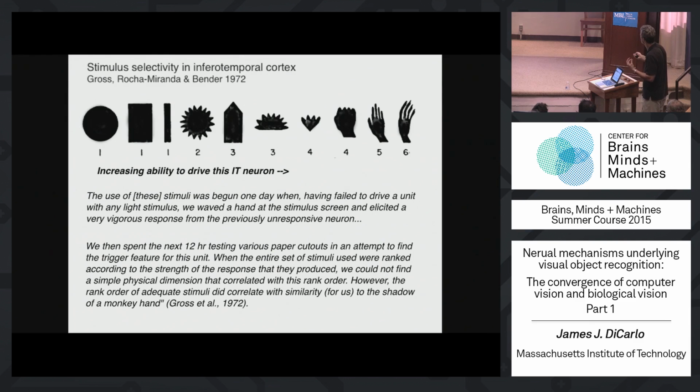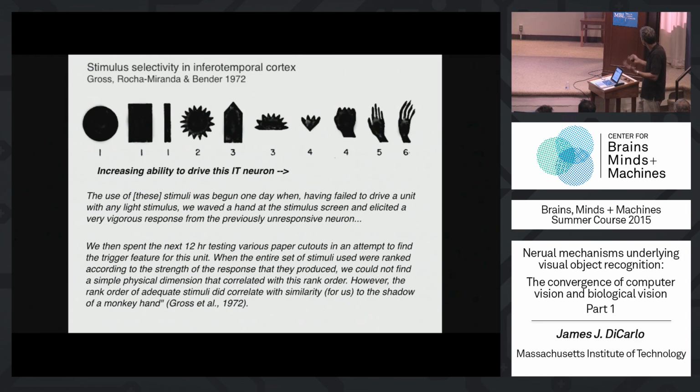"When the entire stimulus set we used were ranked according to the strength of the response that they produced, we could not find a simple physical dimension that correlated with this rank order. However, the rank order of adequate stimuli did correlate with similarity," that means psychophysically judged, "to the shadow of a monkey hand." So these are the rank order of the stimuli. And they say, well, look, it looks like it's some sort of hand neuron. That's all I know how to describe it. I can't find some simple thing on here.